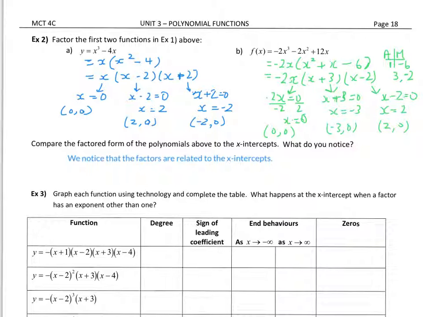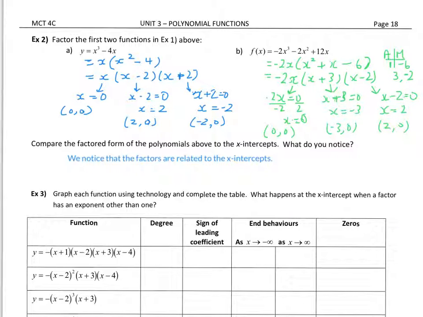All right, example 3: graph each function using technology and complete the table. What happens at the x-intercept when a factor has an exponent other than 1? For this first function, we should be able to predict the degree, the sign of the leading coefficient, the end behaviors, and the zeros. But what I'm interested in, using our graphing technology, is what is happening at the zeros when a factor has an exponent greater than 1.